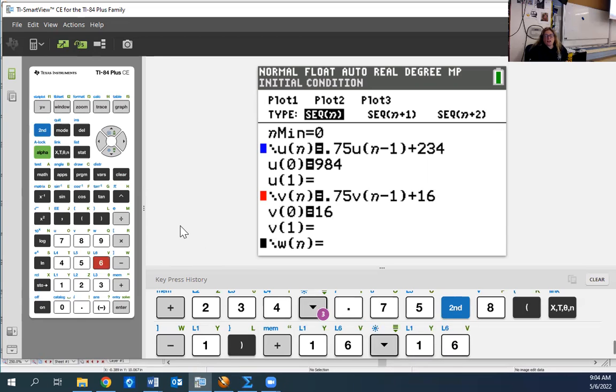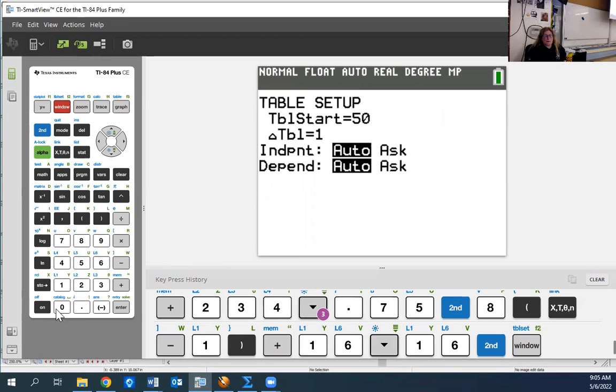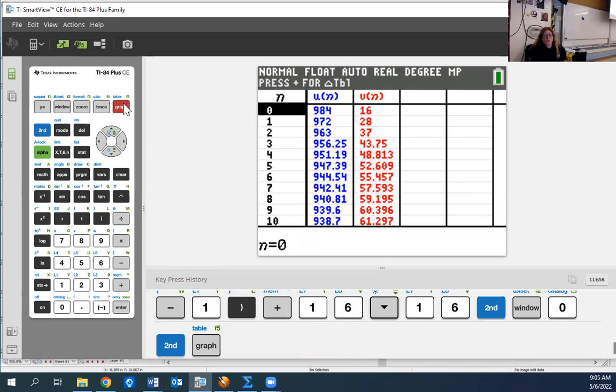Okay, guys, so our main question here is what happens in the long run? If I want to know what happens in the long run, watch what I'm going to do. First, I'm going to look at starting at 0. Let's do second table and see what we're at when I start at the 0th term. This is where I'm beginning. So gradually going down, gradually going up. But the question is, what happens in the long run?